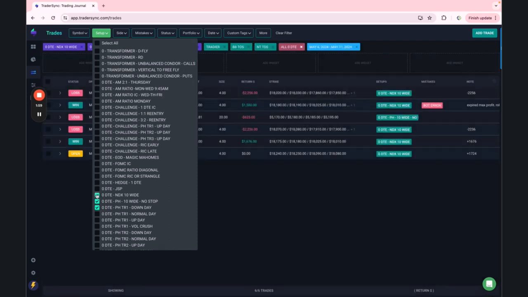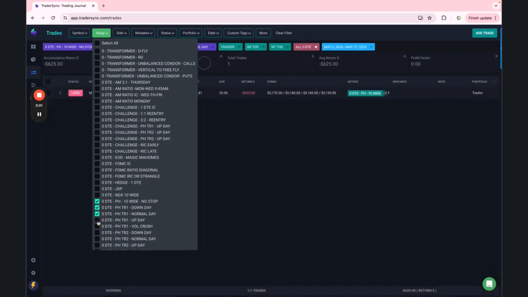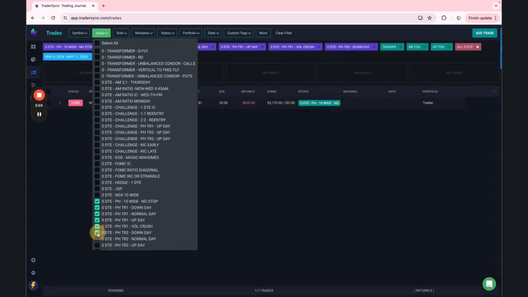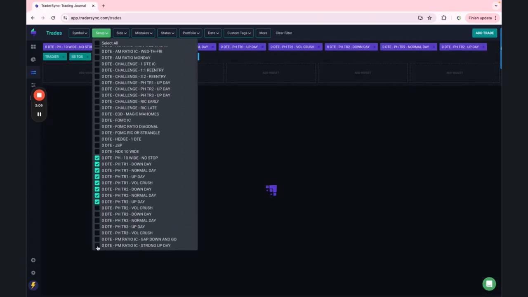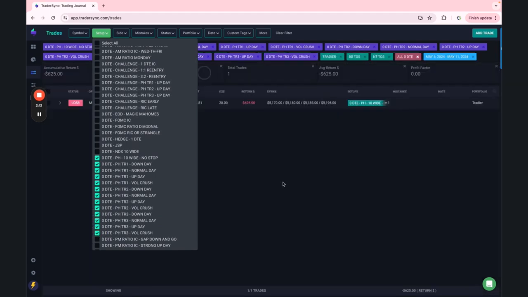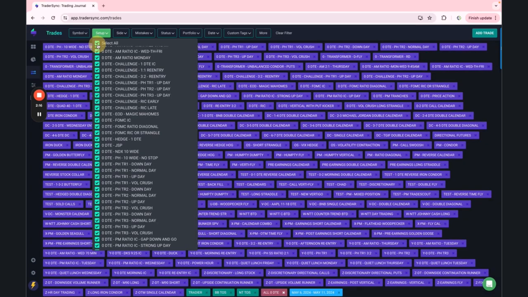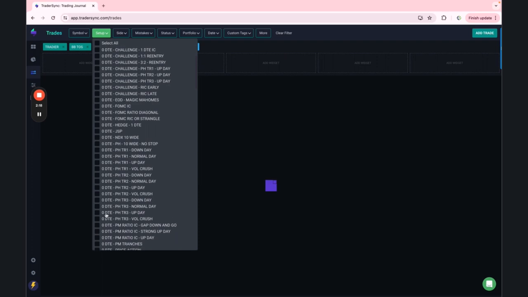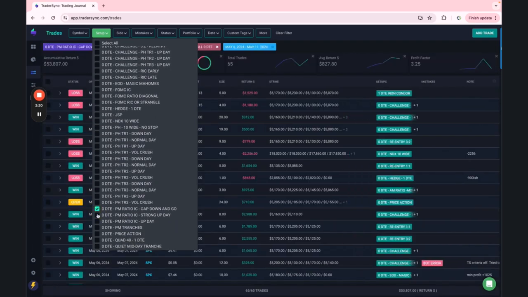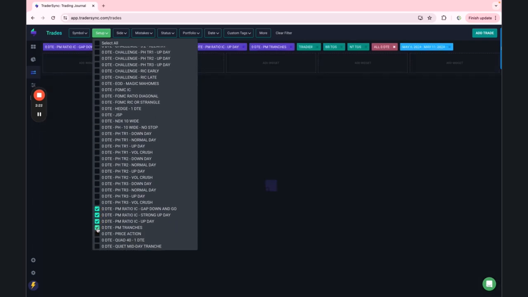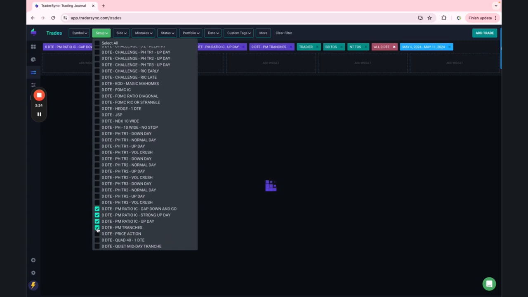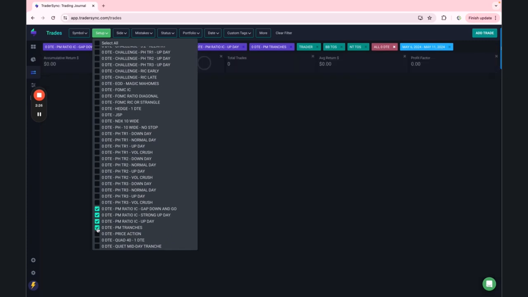As far as power hour goes, outside of my challenge portfolio, let me get all those checked. There we go. Just one of those, minus 625. On my PM trades, none of those. I forgot.